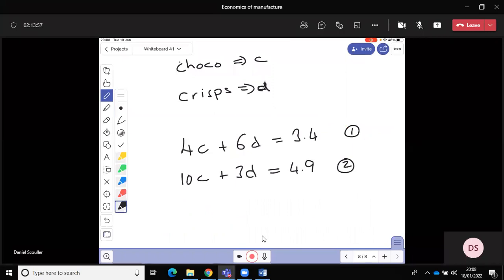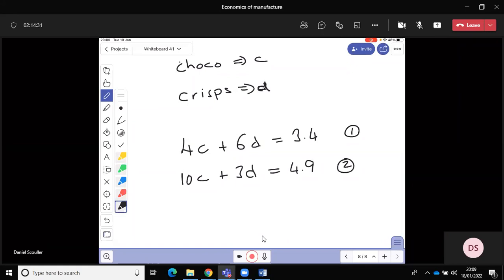Okay, so there's our two equations. So 4 chocolate bars and 6 packets of crisps equals £3.40. Okay, and then 10 chocolate bars plus 3 packets of crisps equals £4.90. Okay, but now we're looking at that and we've got something that's quite familiar to us. We've got two equations. We want to work out what 1 packet of crisps is. So 1 letter C and then 1 letter D. Okay, so 1 of each.